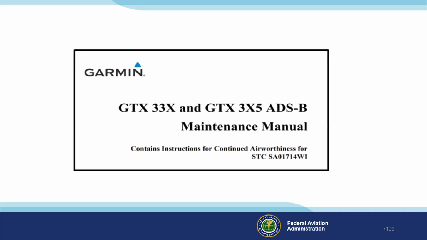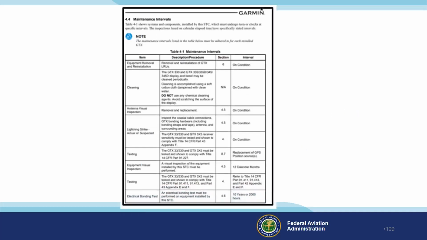Here's an example of a Garmin transponder maintenance manual installed under this STC. And here's the instructions for continued airworthiness. Notice most of them are on condition, but it does have a 12 calendar month inspection and 10-year or 2,000 hour electrical bonding test. This is just one example. I have seen ICAs that every 50 hours you have to inspect something.